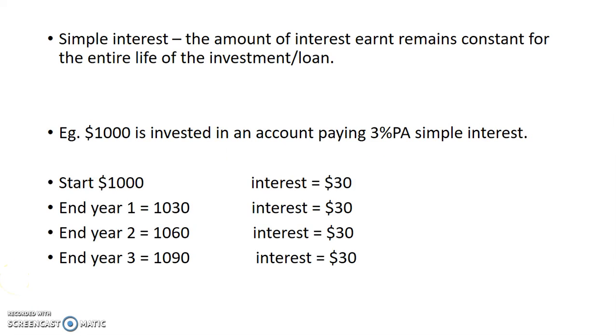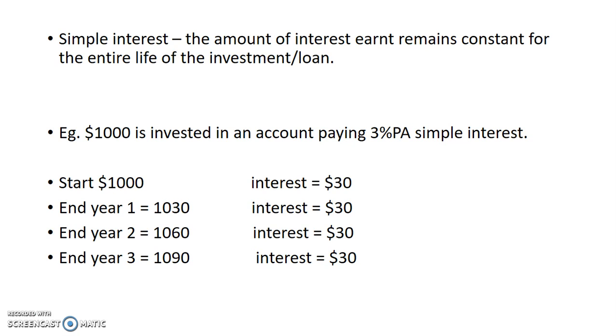Simple interest. Just to understand the concept a little bit better, it means that the amount of interest that you earn will remain constant for the entire time of the loan or the investment. As an example, if you've got $1,000 invested and you earn $30 in interest at the end of the first year, you will have a value of $1,030.